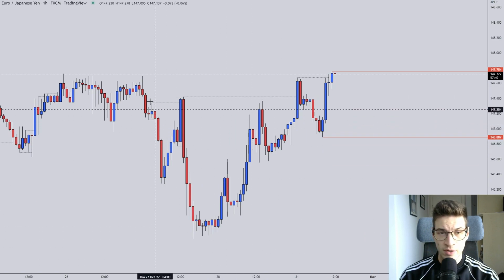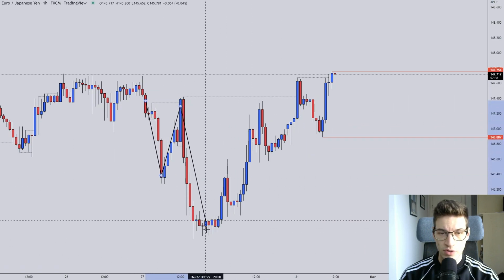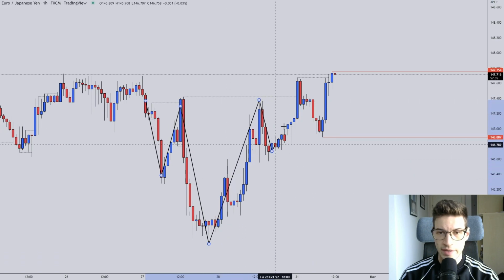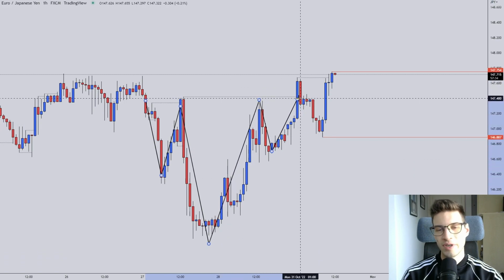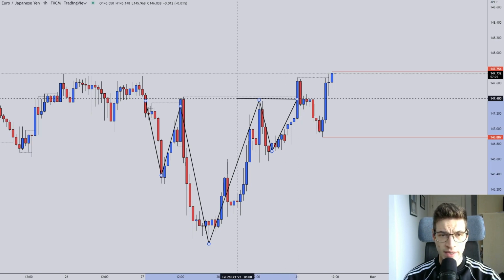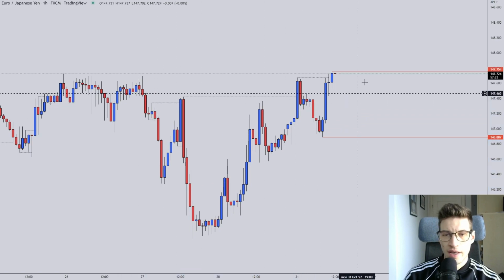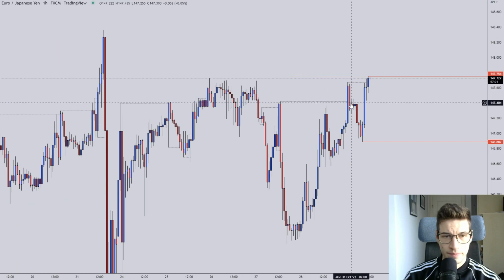Of course, you can also make a case for a head and shoulders. This would be the first shoulder, this would be the head, this would be the second shoulder. Not really a pattern I trade, but this pattern is very similar to the V reversal, range, and then an impulse up. That is why I'm also spotting a head and shoulders pattern. So let's see if this continues up.